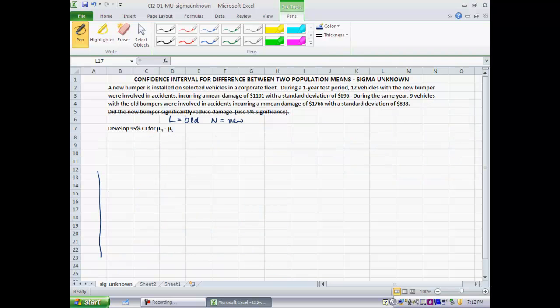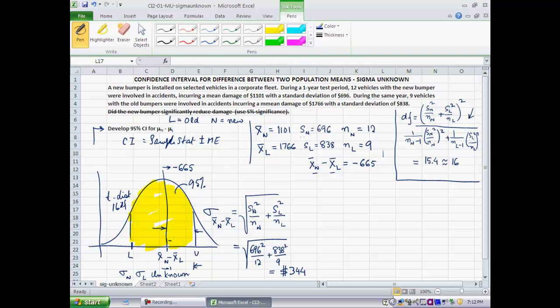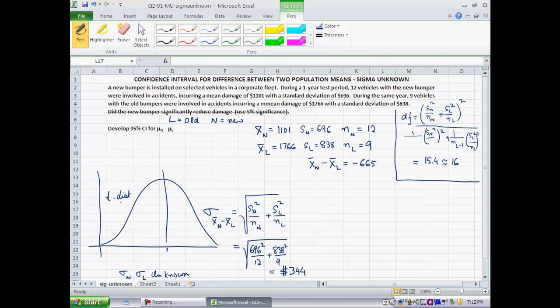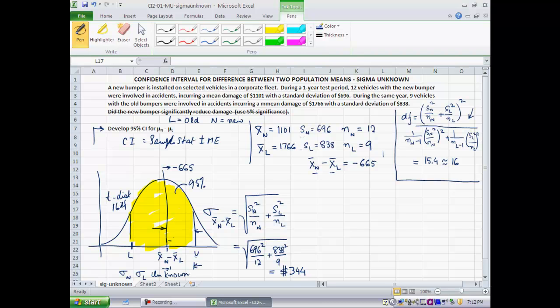So obviously my margin of error needs to be large enough such that this yellow shaded portion that I have, in other words, the sample statistic plus the margin of error, which is the upper limit, and the sample statistic minus the margin of error, which is the lower limit. So the area between L and U has to be 95%.